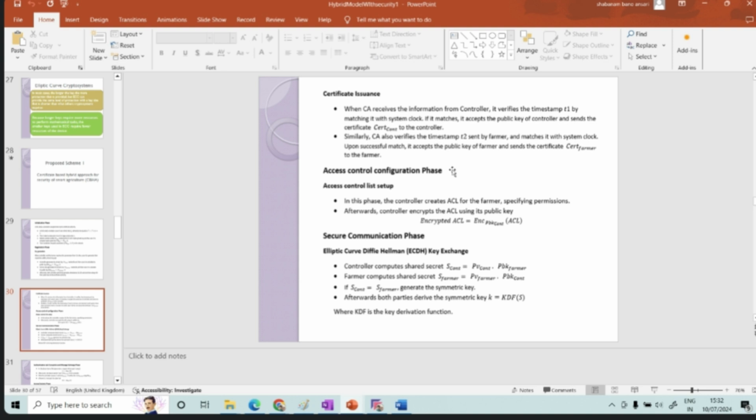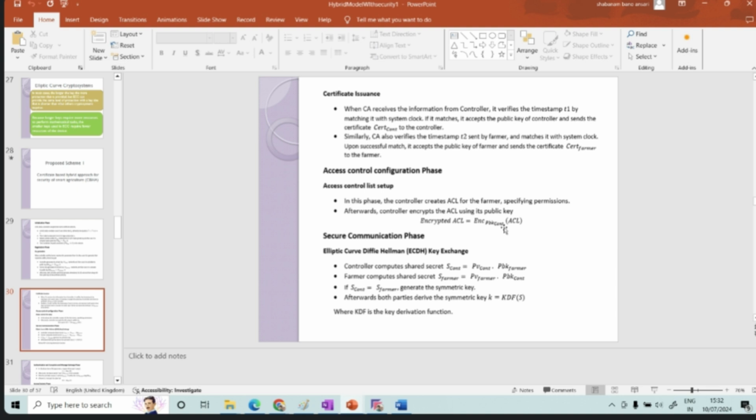So the question is why the controller encrypts with its public key? It says the controller encrypts the ACL by using its public key. It means the controller encrypts by using the controller's, should be private key? No, I think it should be encrypted with the farmer's public key. Then only the farmer can decrypt this access control list by using his private key.